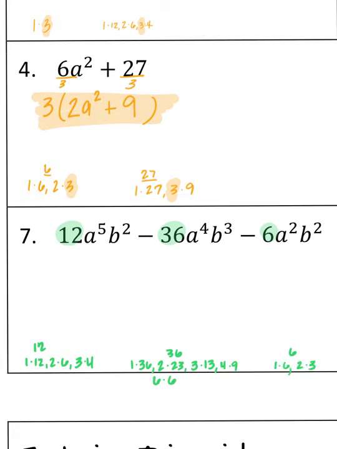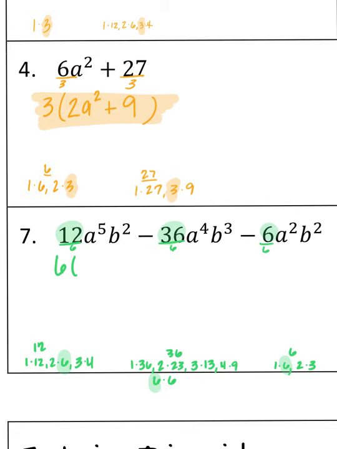Now I'm trying to find the greatest common factor in 12, 36, and 6. When I look through, 1 is a factor, 2 is a factor of each, 3 is a factor of each, and 6 is a factor of each. 6 is my greatest common factor. So I'm going to take that out, and again, we're going to do this in steps. I'm going to put that here, and then I'm going to bring everything else that I have left in parentheses. I'm going to divide each of these numbers by 6 to get that out.